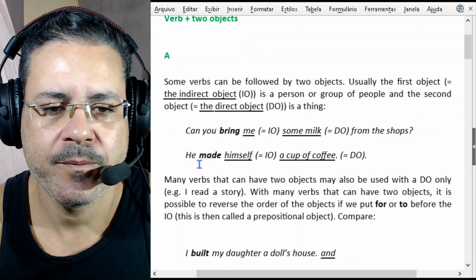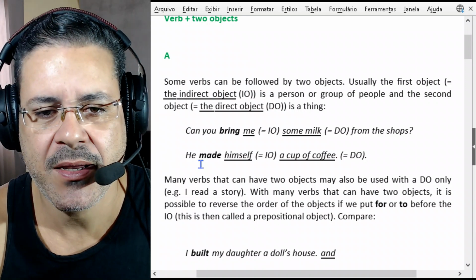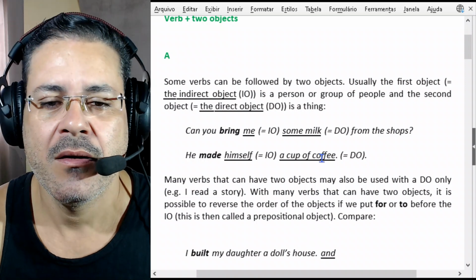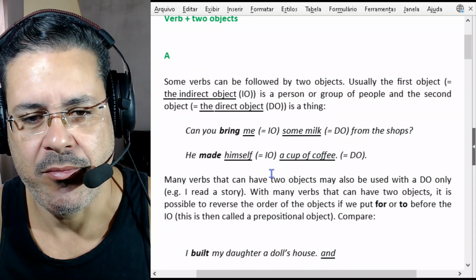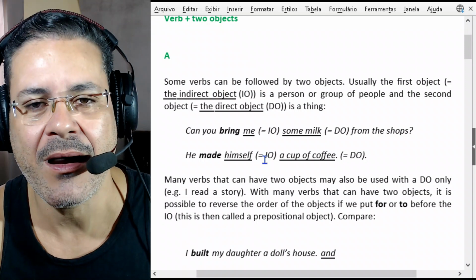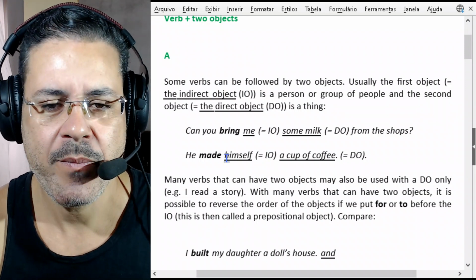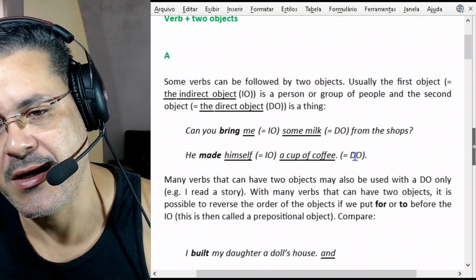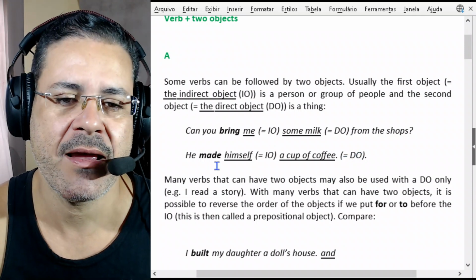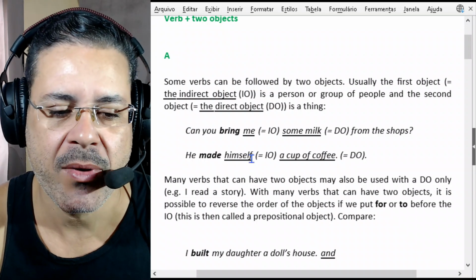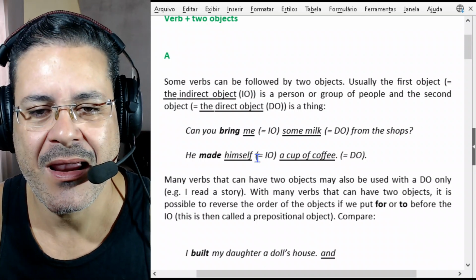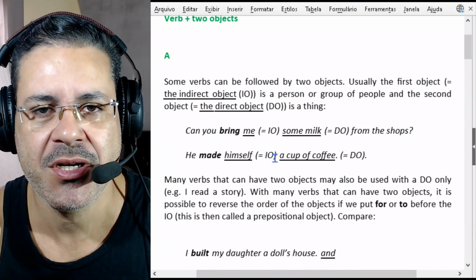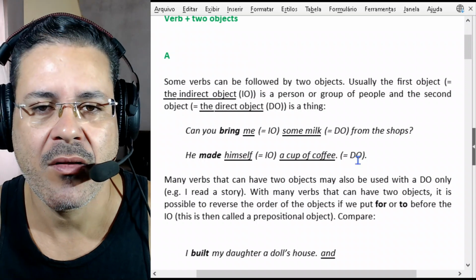Another example. He made himself a cup of coffee. He made himself what? He made himself a cup of coffee. He made himself, IO, to him, indirect object, a cup of coffee, direct object. So notice that we always have, or at least most times, the IO, the indirect object, and the DO, the direct object.